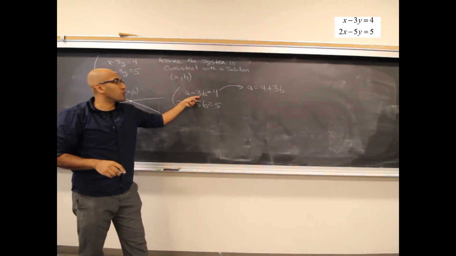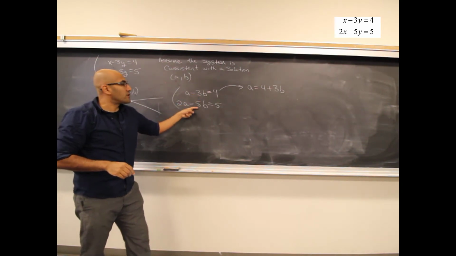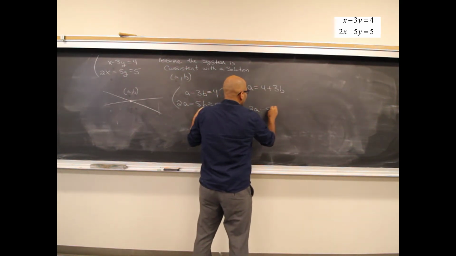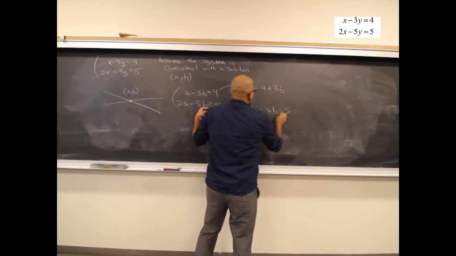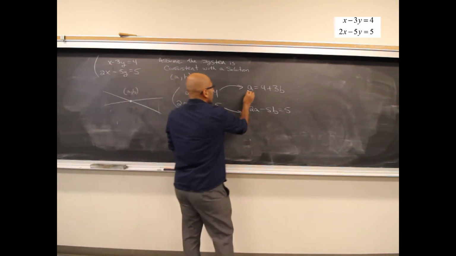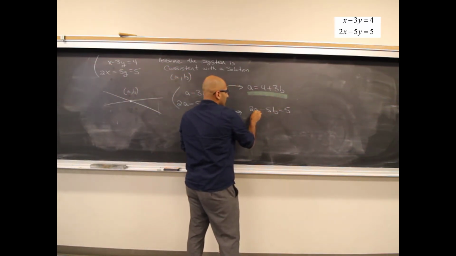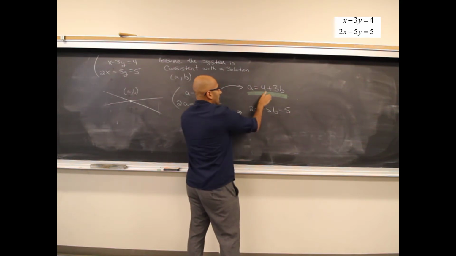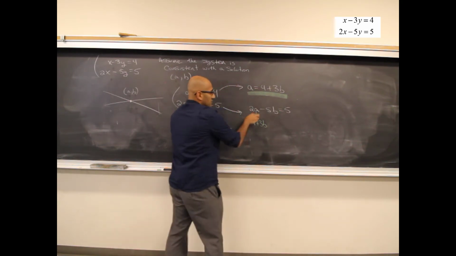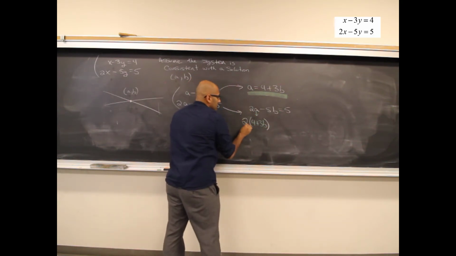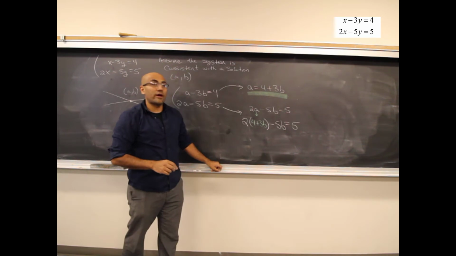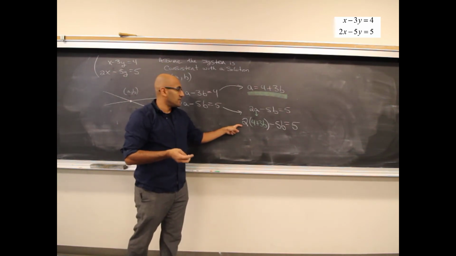Good? I solved for one of the letters in one of the equations. Now I'm going to go with the other equation, which is 2A minus 5B equals 5. And this is where I'm going to do my substitution. A is equal to this right here. So I'm just going to replace this A with this, which was 4 plus 3B. Now that's just the A part of it, which means I still have to multiply it by 2 and subtract 5B. That equals 5. There's my new equation that only involves one kind of letter, the B.